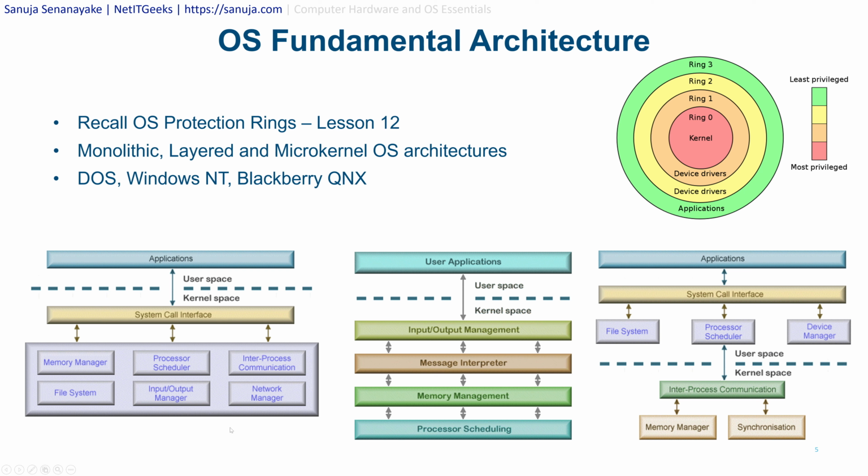So for example, here is a monolithic architecture where you have an application and a system calls interface, and that will be interacting with the items below. And here is an example of a layered architecture where you have user applications and input output management inside the kernel space, right in ring 0, and then you have the message interpreter, memory management, and processor scheduling underneath it. And here is an example of how the architecture works.